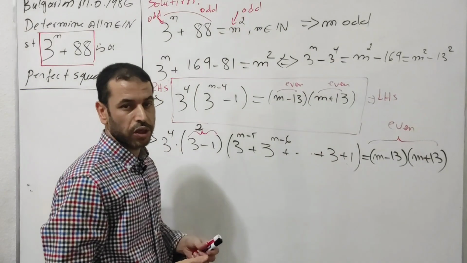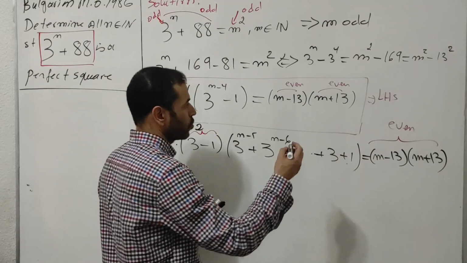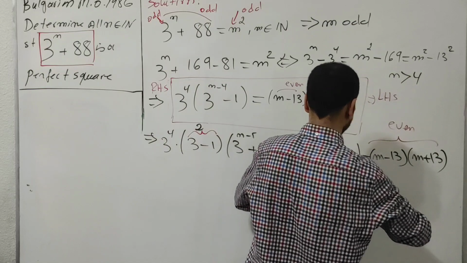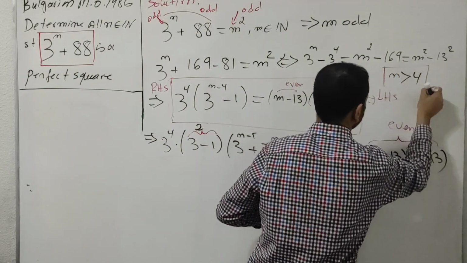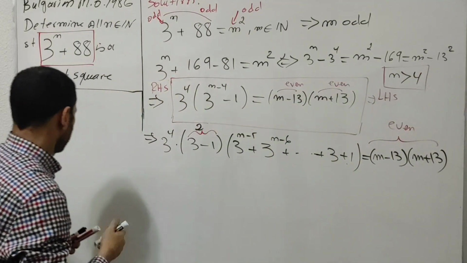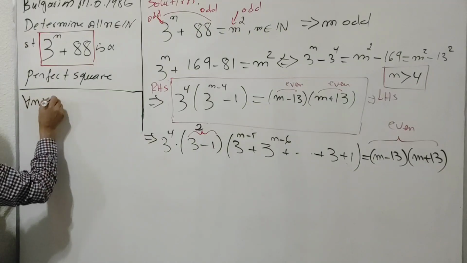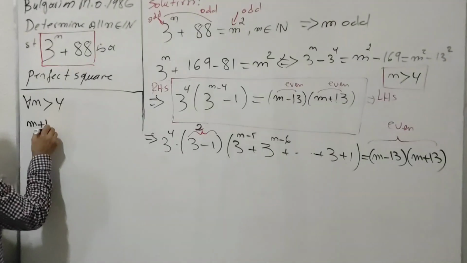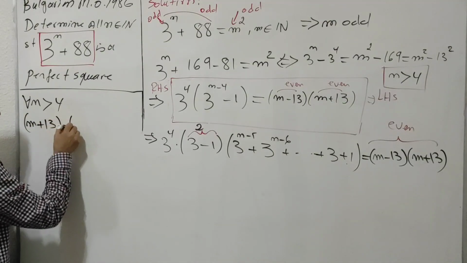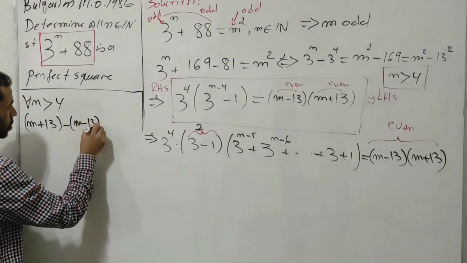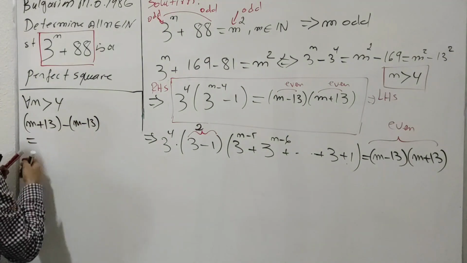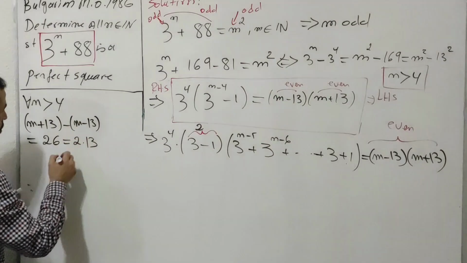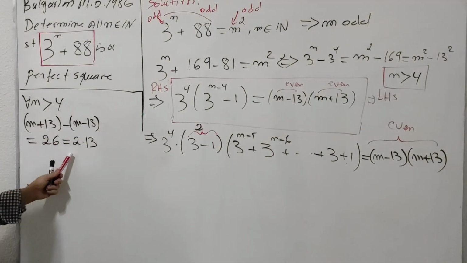I'm going to break this into 3 cases. Let's check the first case, when n is strictly greater than 4. For all n strictly greater than 4, I'm going to calculate the difference of these two terms, m plus 13 minus m minus 13. This gives us 26, which is 2 multiplied by 13, because m is cancelled out and I'm left with this number.